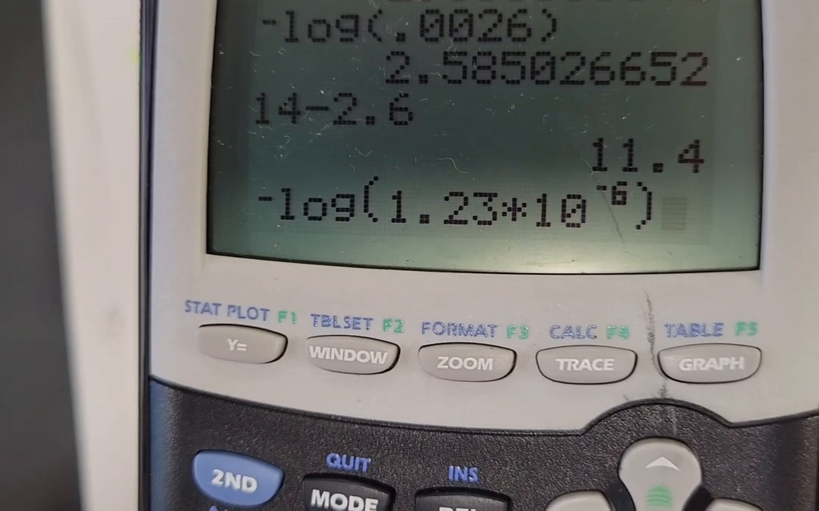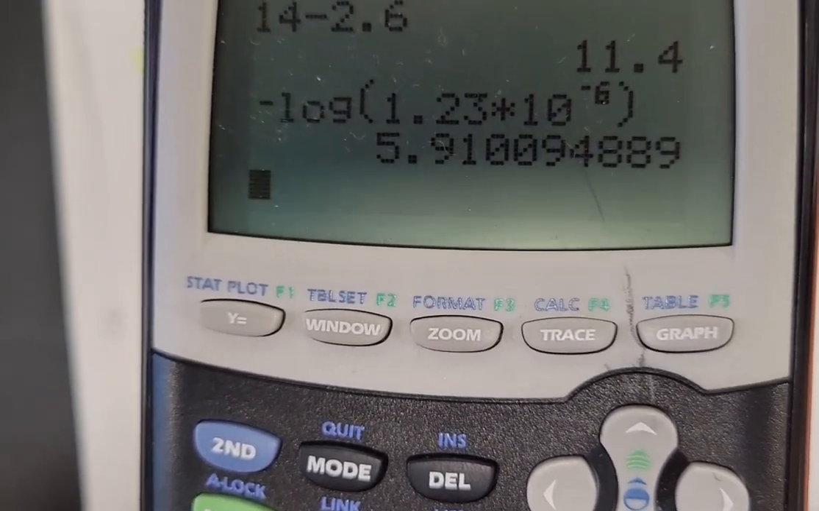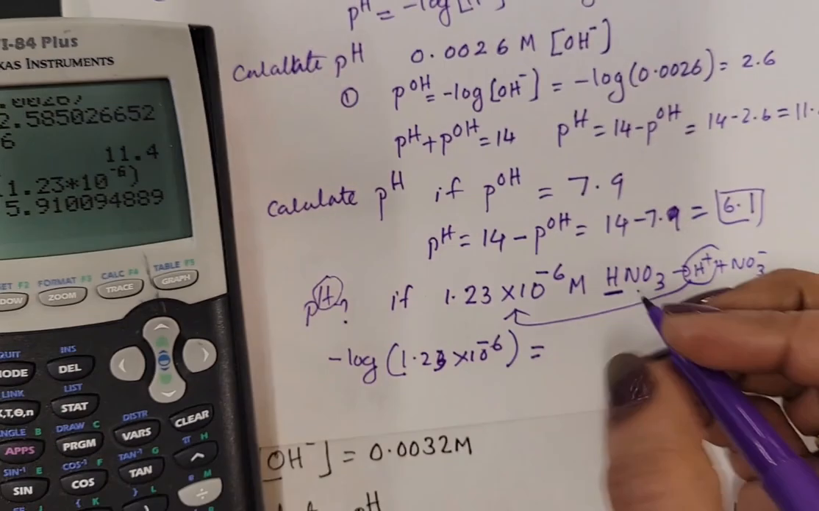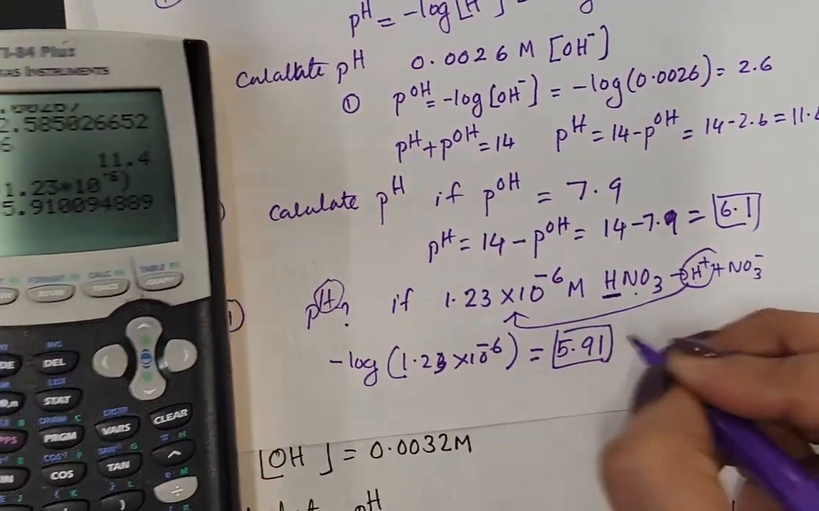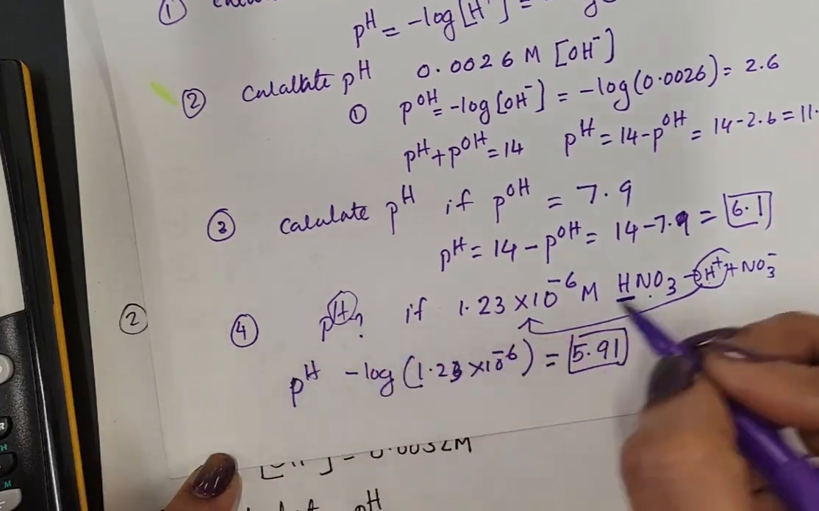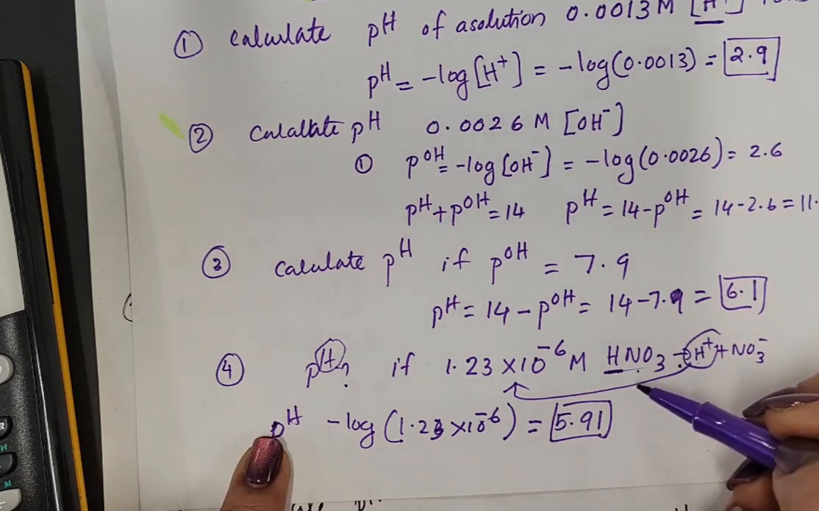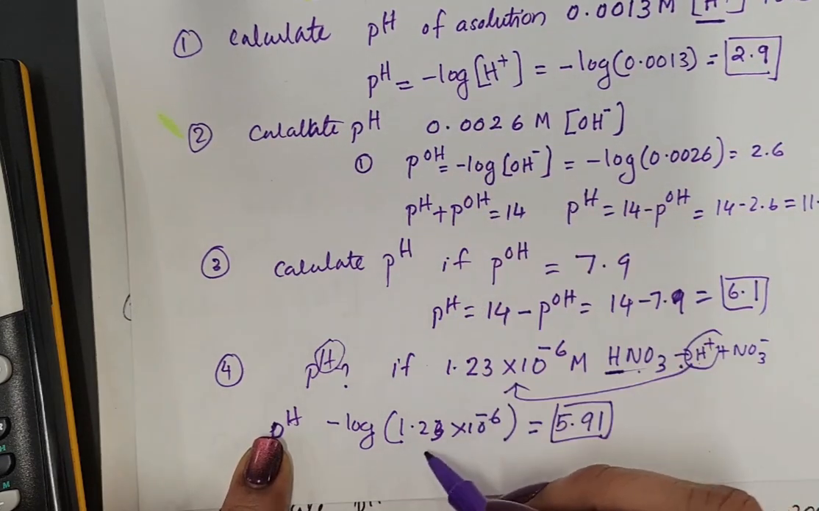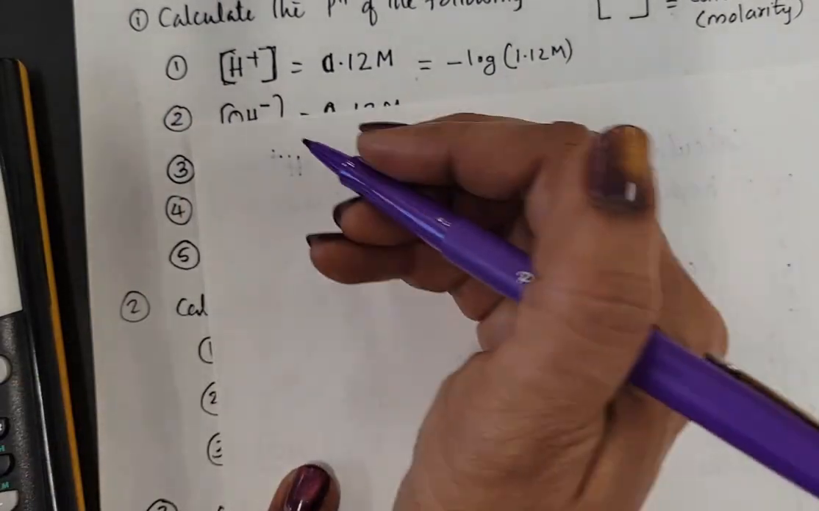Make sure you are typing that correctly. Enter, you will get what? 5.91. So that is the pH. Easy. So don't worry if it is given an acid or if it is an H plus ion, both are H. So you can just use the direct equation. Okay. Now let's see another question.